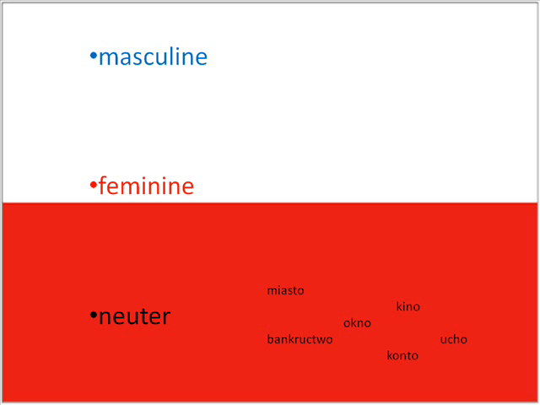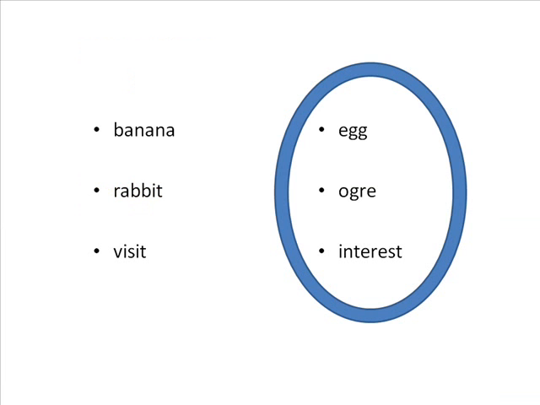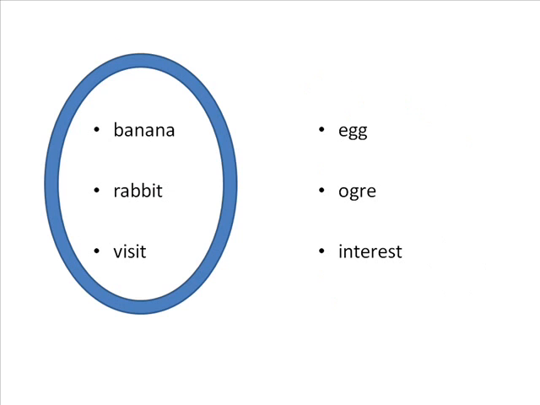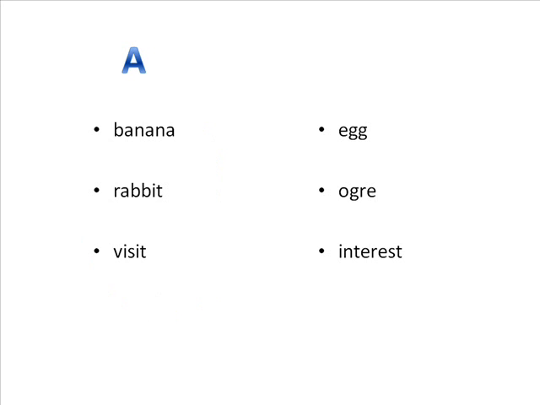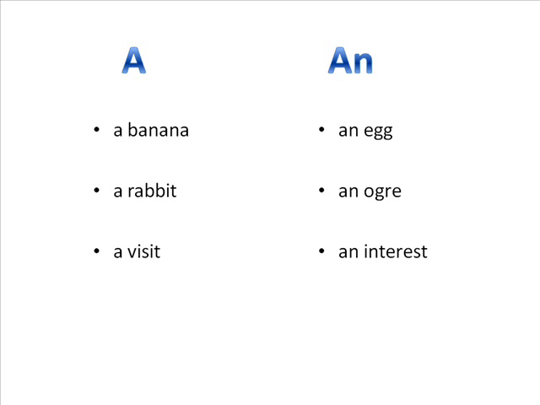A similar effect can be seen in English, where words can be divided into those which start with a vowel sound and those that don't. Before words that don't start with a vowel sound, we use the word a, e.g. a banana, a rabbit, a visit. Before words that start with a vowel sound, we use the word an instead, so an egg, an ogre, an interest.